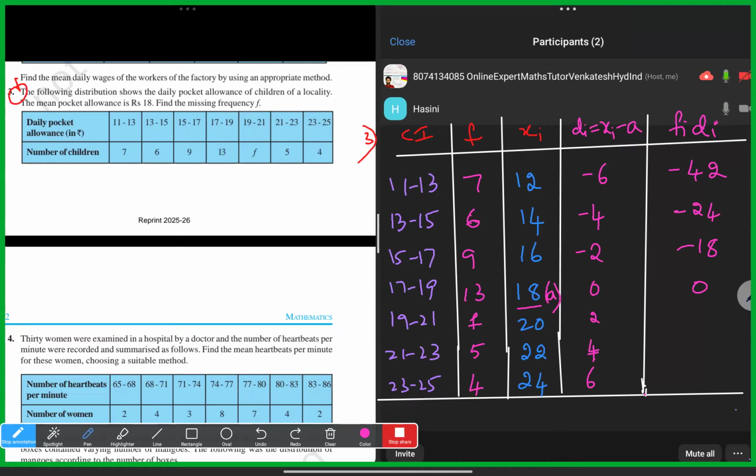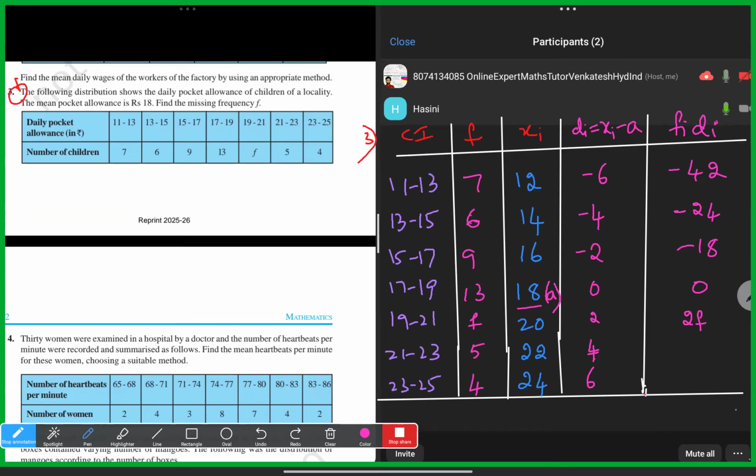F into 2 is like 2. x into 2, 2x. So like that, variable into 2 will become 2f. F is a variable here, unknown value. You need to find out, Hasni. Then 2f, f into 2, 2f. Any doubt, Hasni? No, sir. Okay, Hasni. Next one, Hasni.